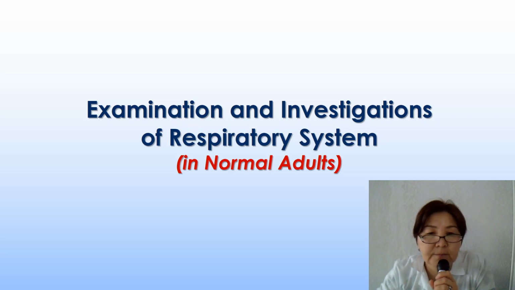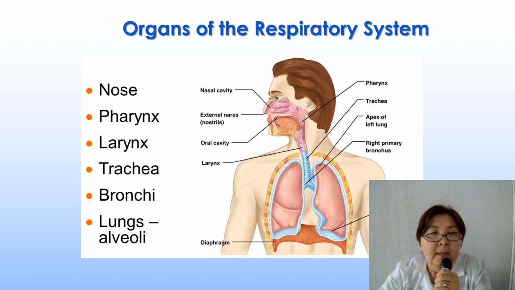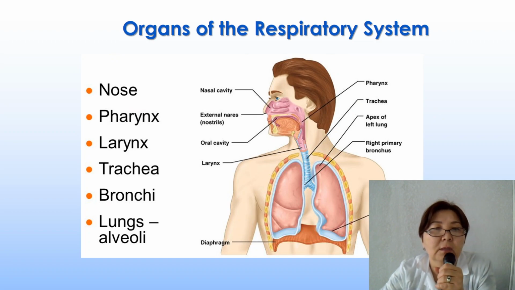Dear students, today we will discuss the new topic, examination and investigations of respiratory system in normal adults. First of all, let's remind you organs of the respiratory system. Respiratory system consists of nose, pharynx, larynx, trachea, bronchi, and lungs, alveoli.